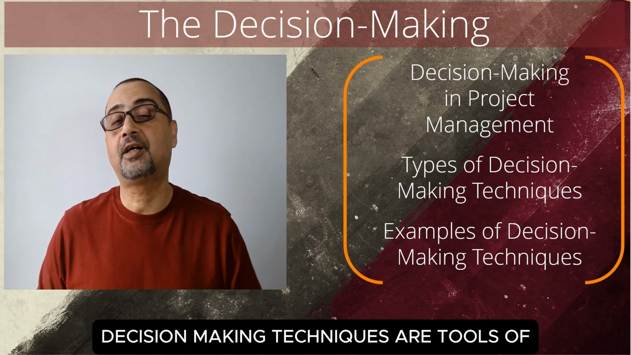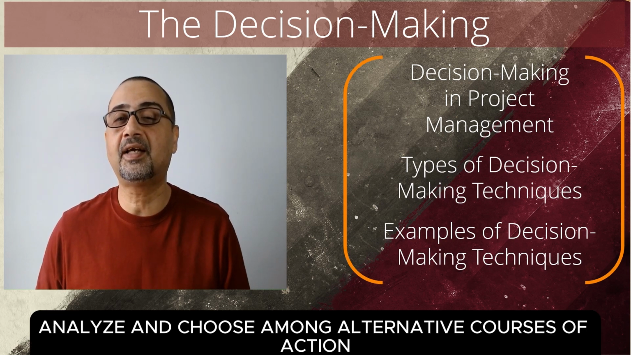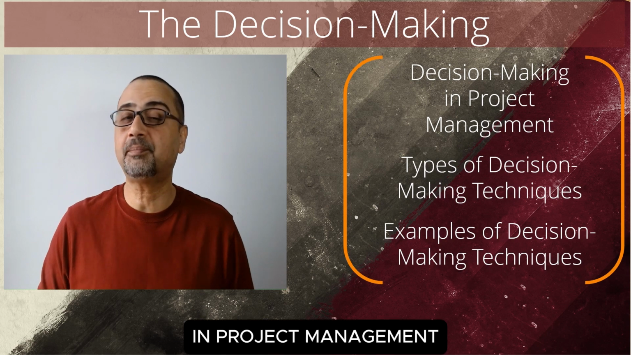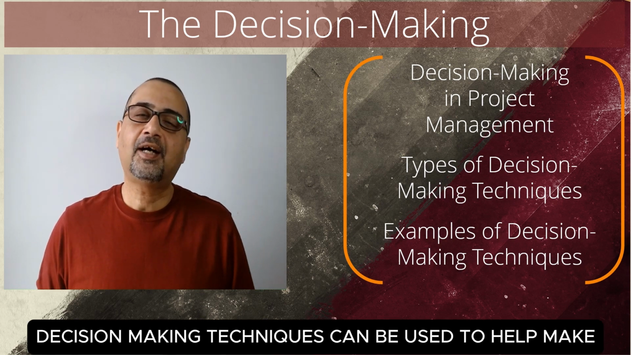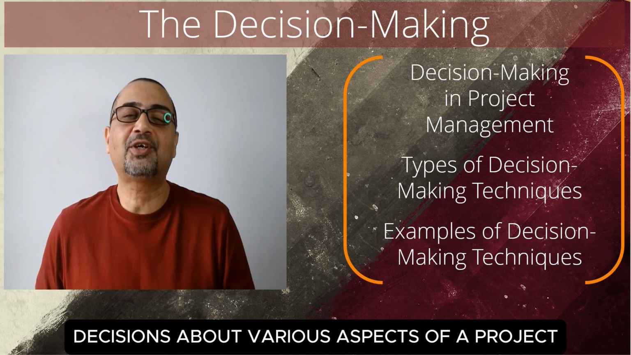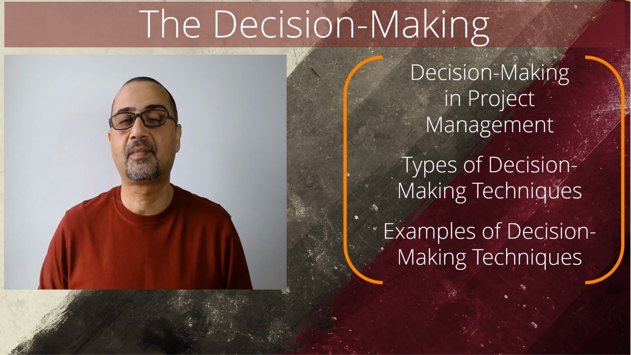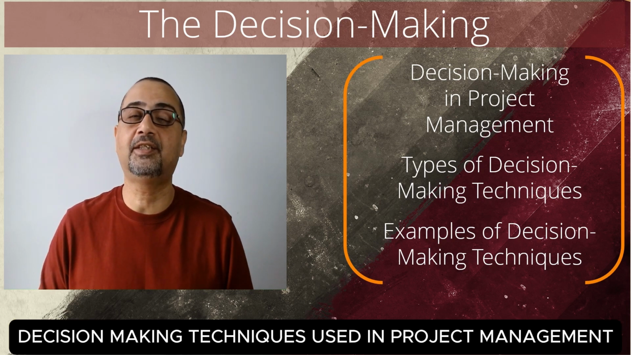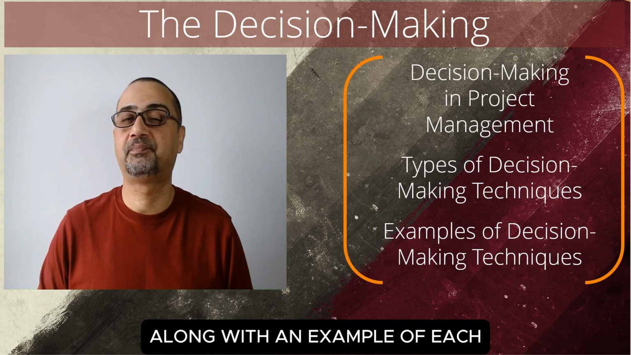Decision-making techniques are tools or methods that can be used to help identify, analyze, and choose among alternative courses of action. In project management, decision-making techniques can be used to help make decisions about various aspects of a project such as scope, schedule, budget, or resources. Let's talk of some common types of decision-making techniques used in project management, along with an example of each.